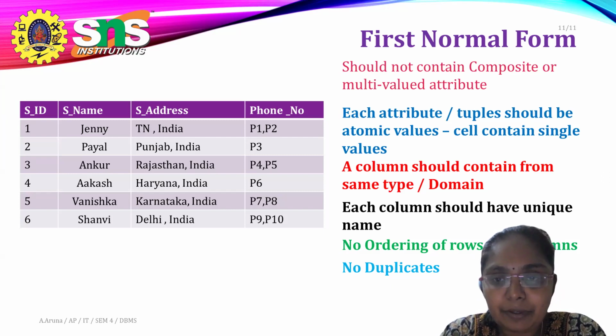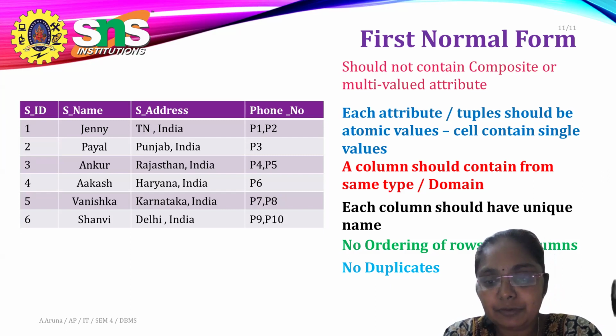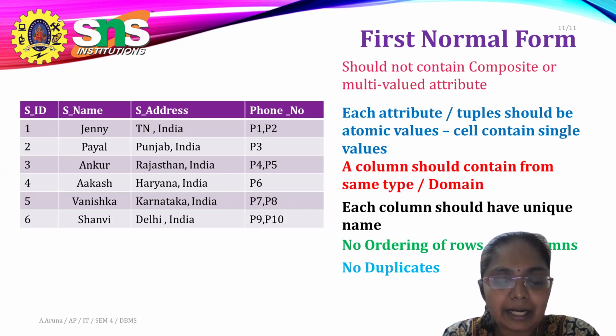So this is the second point given over here. Each attribute or tuple should be an atomic value, that is, a cell must contain a single value. And also a column should contain the same data type or domain. For example, under the address, you can't give a phone number. Under the name, you can't give an ID. Every attribute must have its own value and its own domain value. It should not have other domain values.